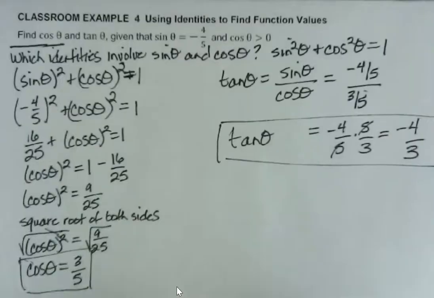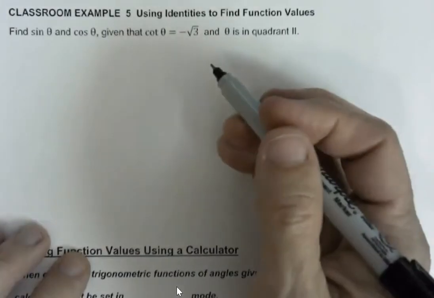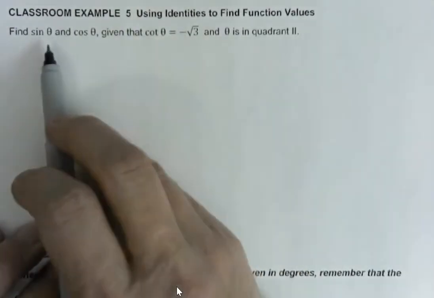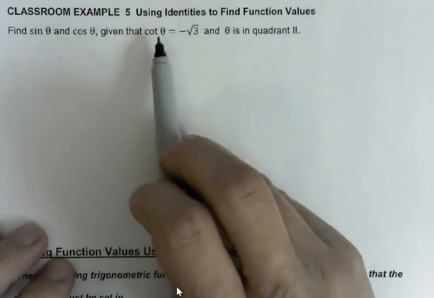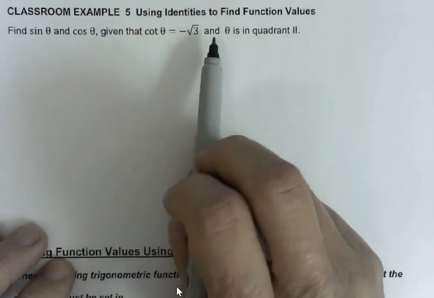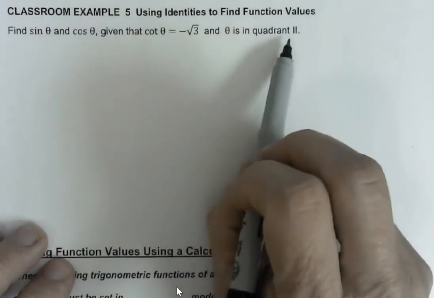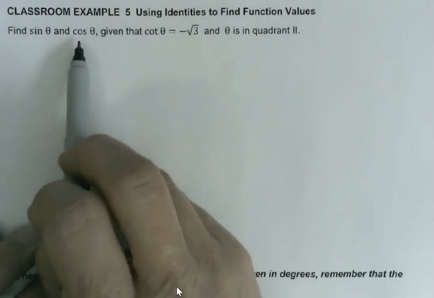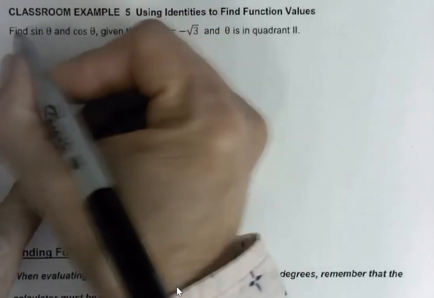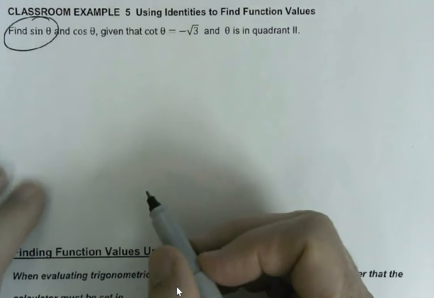Let's look at another example. Again, in this one, we're trying to find the values for two different functions. We're given the value of cotangent of theta, and we know what quadrant theta is in. So let's pick one of these two values that we're going to find first. And just because it's mentioned first, let's start out by finding sine of theta.